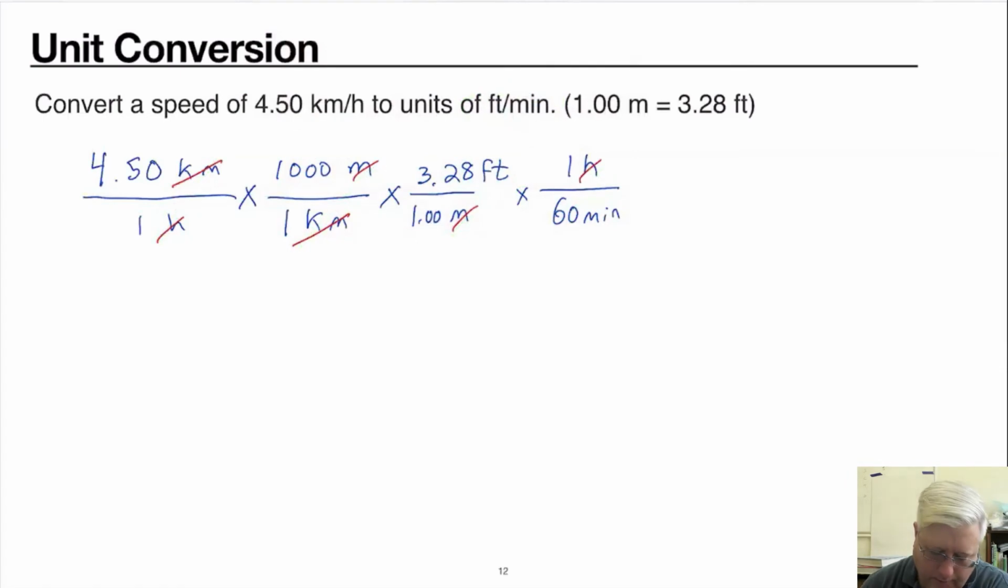And now it's simply a matter of doing the math. We'll multiply the 4.5 times 1,000. We don't need to divide by 1, because you know why. Times the 3.28, and then divided by 60.